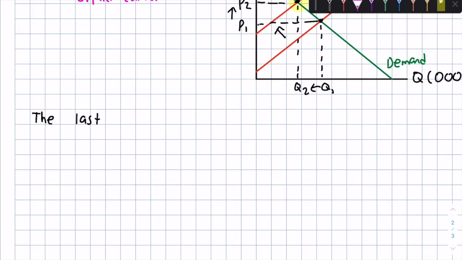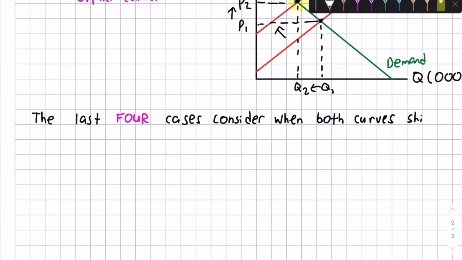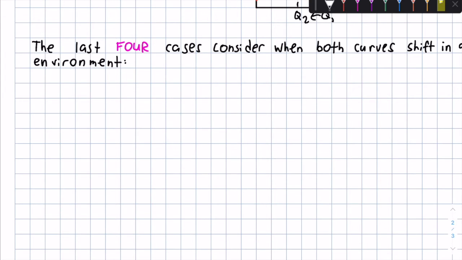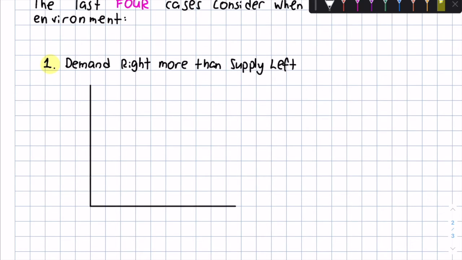So now we can take a look at 4 cases where it's a little bit more complex in that both curves will be shifting but by different amounts and in different directions. So the first is when demand shifts to the right more than the supply shifts to the left. Again, don't forget your units, very important here.